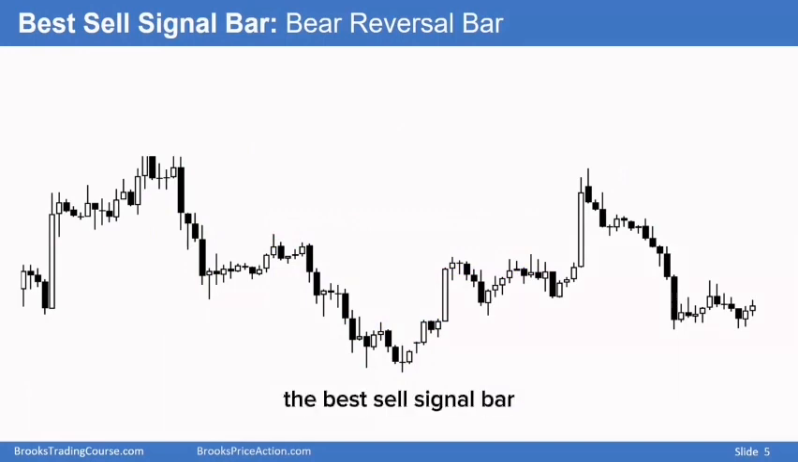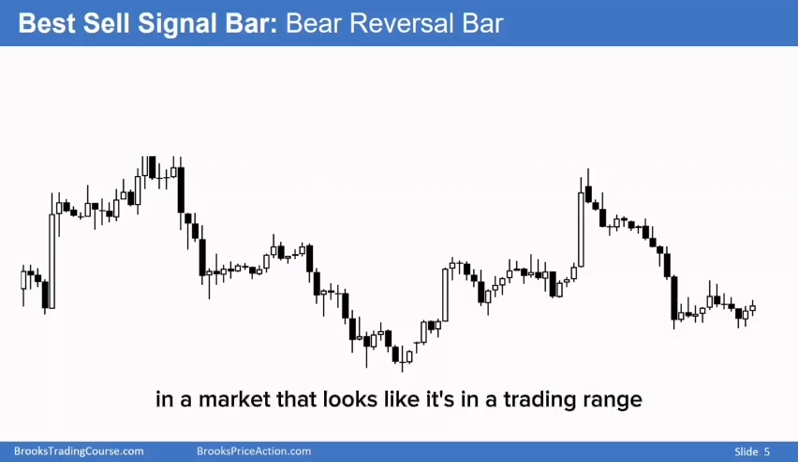The best sell signal bar? Well, it's a bear reversal bar. Here, we have a bear trend. Now we have a bull trend, but we have a buy climax and a double top, slightly lower high, 2 legs up in a trading range. We have 2 legs up, 1 pullback, 2 legs down, 1 pullback, 2 legs up, 1 pullback. And after 2 legs in a market that looks like it's in a trading range, traders start looking for reversals.